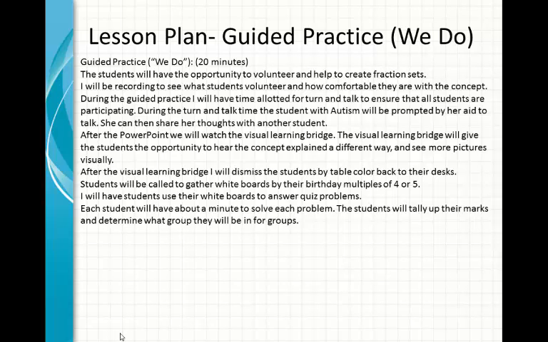I will have students use their whiteboards to answer quiz problems. Each student will have about a minute to solve each problem. The students will tally up their marks and determine what group they will be in, 4 groups.